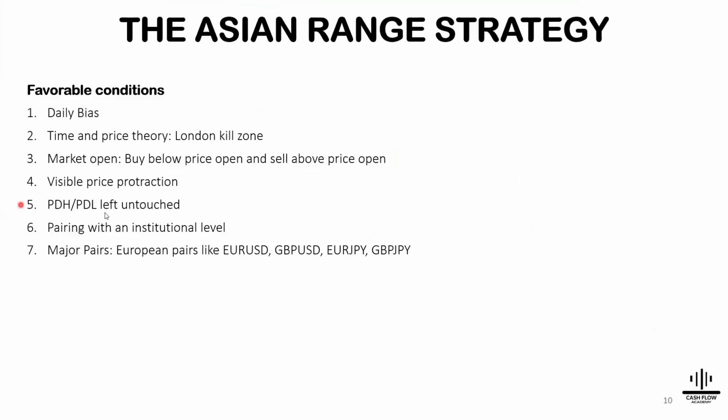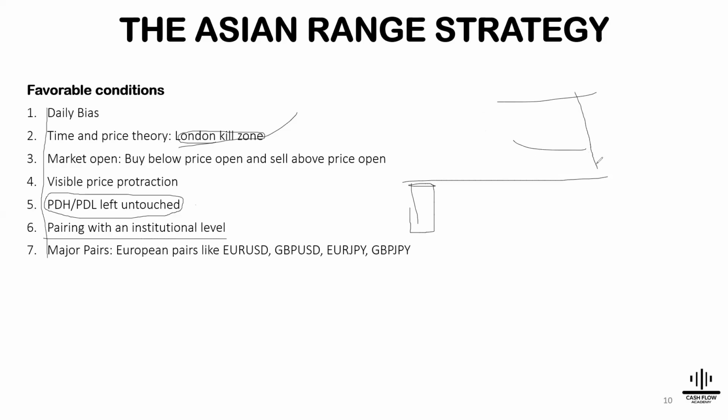Now the next thing you also want to see is the previous daily low and previous daily high untouched. It doesn't mean that if liquidity has been taken here, the strategy won't work. These are just favorable conditions. Another favorable condition is that you could pair the run on liquidity with an institutional level. So let's say in the previous day there's another block here, and then this is the Asian range. Price could probably take the low and find support in the bullish order block for a rally. So this increases the probability. This is a favorable condition.